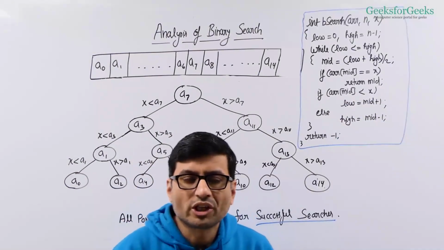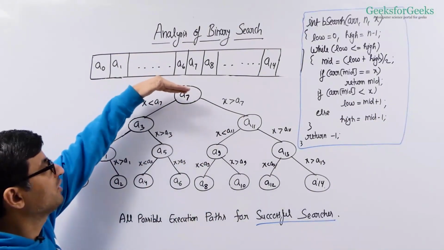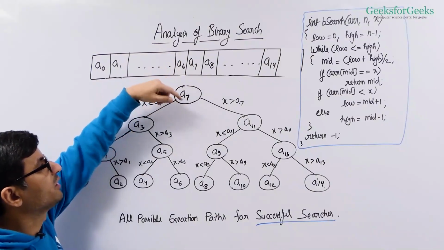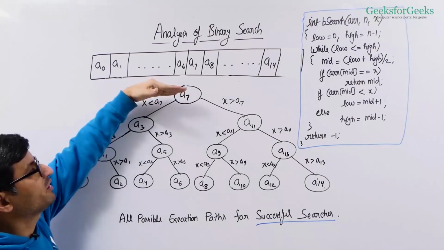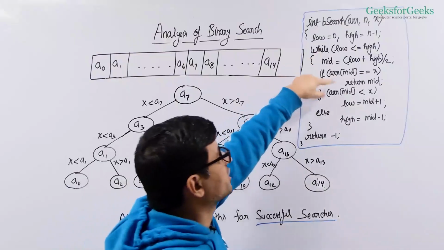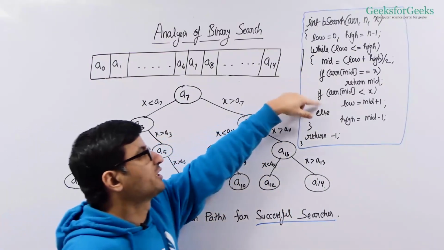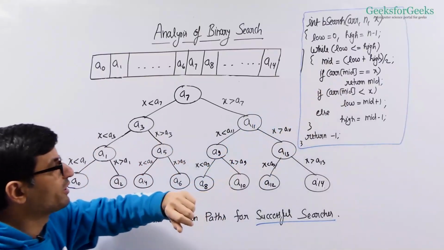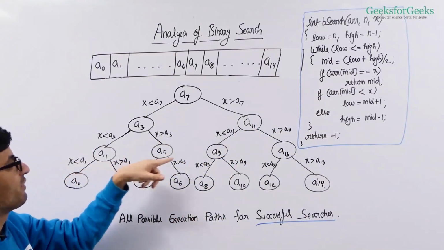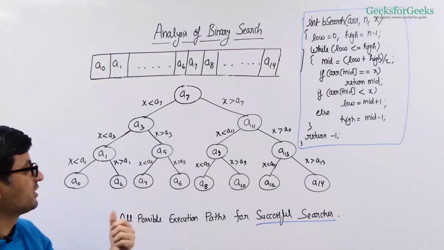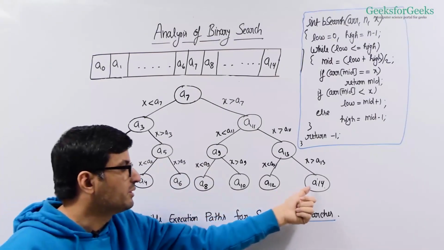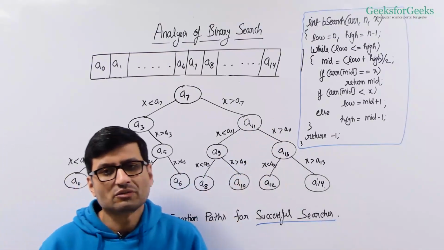So if we are searching for an element at the root of this tree, which means A7, then we need 1 iteration of this binary search loop. And if we're searching for A3 or A11, then we need 2 iterations of this loop that we have written here. And if we're searching for A1, A5, A9, and A13, then we need 3 iterations. And if we're searching for any of the remaining leaf elements, then we need 4 iterations of this loop.